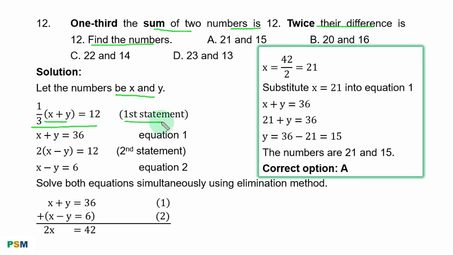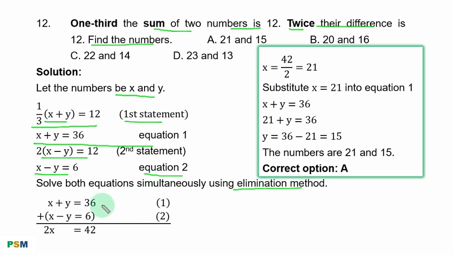First statement, multiply through by 3 to clear fraction. You have this as equation 1. From the second statement, you find the difference of s and y, multiply it by 2, it is equal to 12. Divide through by 2, so you have s minus y equal to 6, equation 2. Solve both equations simultaneously using elimination method.